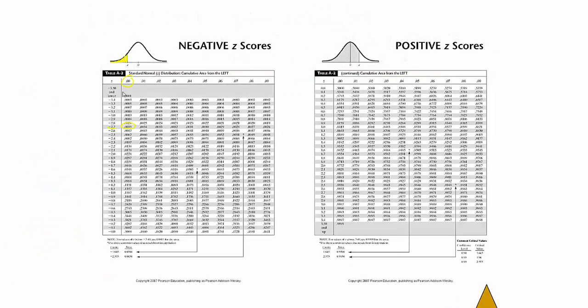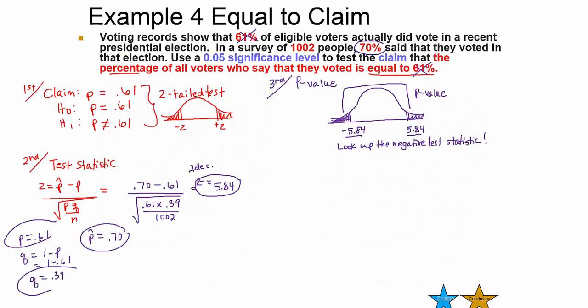So I'm looking at the negative z tables, and I'm looking for negative 5, and then that's off the chart. It says negative 3.5 and lower, the area is 0.0001. So now that I've figured out what that area is going to be, I can go to my picture, and this side is going to be 0.0001, and because of symmetry, I know that this tail contains the same amount, 0.0001. So my p-value is 2 times 0.0001, or 0.0002.